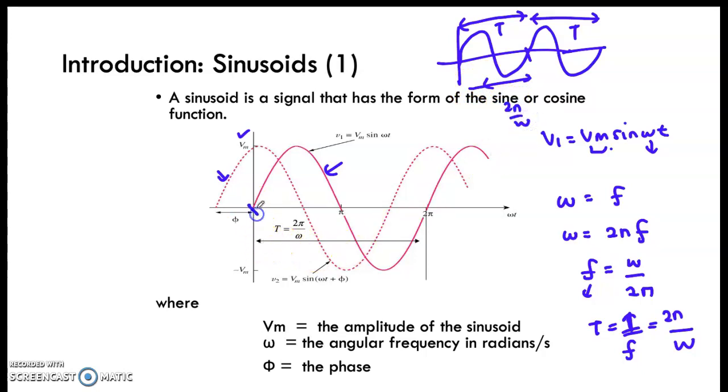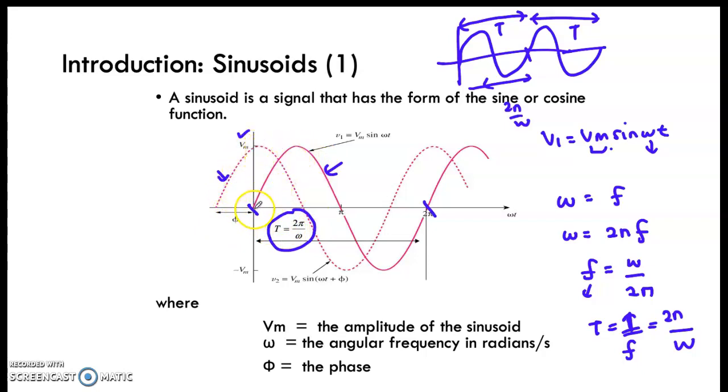Same with this circuit. This is one cycle, right? So one cycle here is 2 pi. So the period is 2 pi over omega. Okay, now let's see with the Vm.